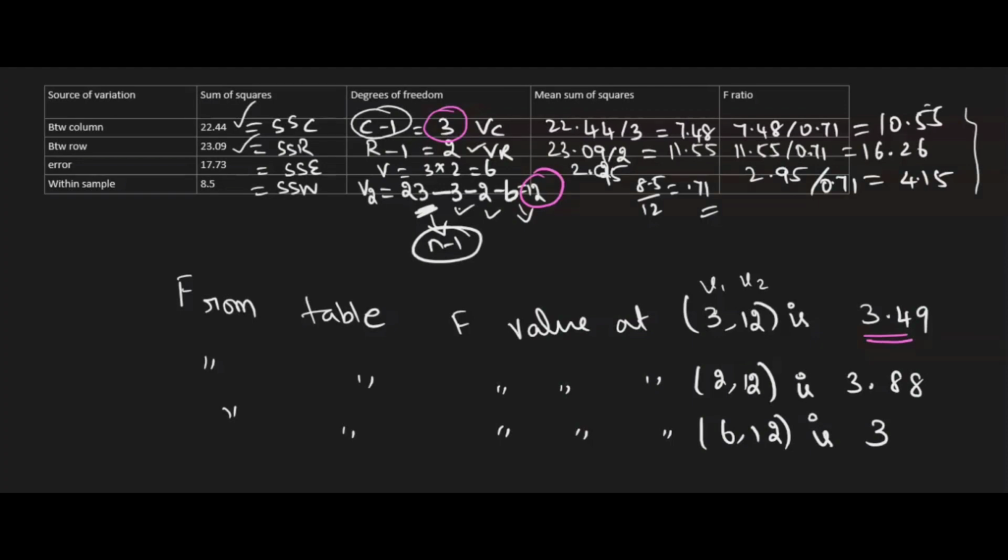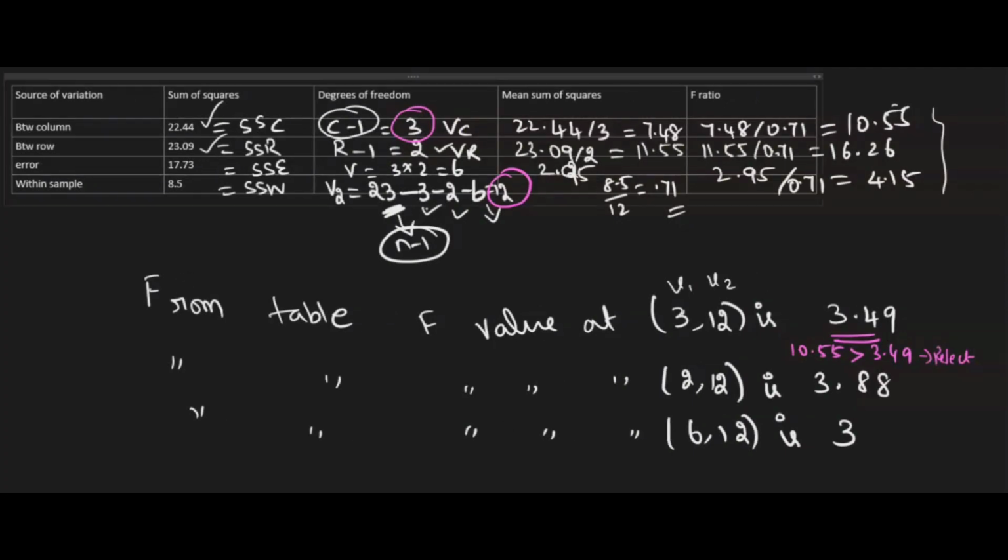So you have to compare this with the column wise result. So 10.55 is greater than 3.49. Therefore, what we will do? We will reject the hypothesis. Similarly, this is from the second table for V1 2, V2 12, the value is 3.88. What we got is 16.26. 16.26 is greater than 3.88. So again, what we will do? We will reject the null hypothesis H0.